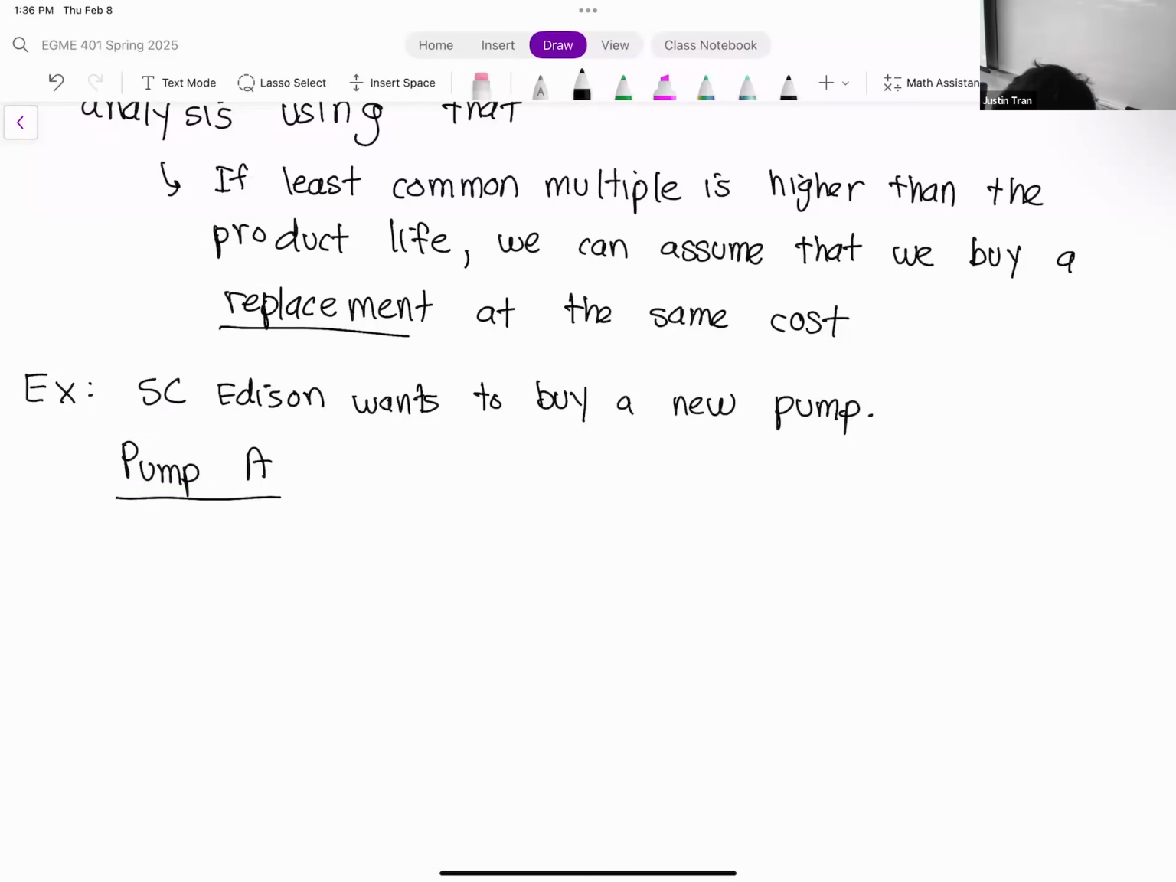So we have pump A. Pump A has an initial cost of $7,000. It has a maintenance cost of $500. And then let's say that it has a useful life of 12 years, so pump A is designed to last for 12 years. After that, you can salvage it for $1,200.